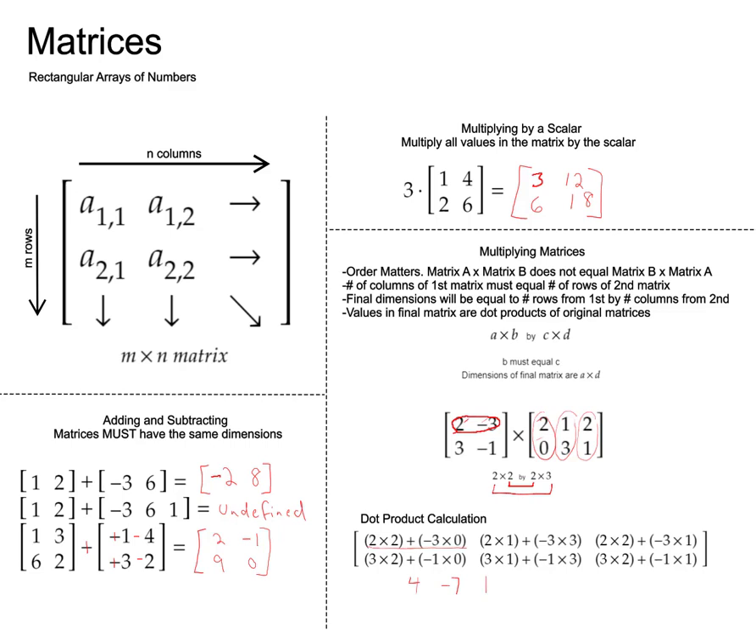Next, we're going to ignore this first row, and we're going to take a look at this second row. And we're going to do the same exact thing that we just did. So we have 3 times 2 plus -1 times 0. And that's going to give us a value of 6. Then we're going to do 3 times 1 plus -1 times 3. And that's going to give us 0. And last, we're going to do 3 times 2 plus -1 times 1. And that'll give us 5. So our final matrix is going to be right here.